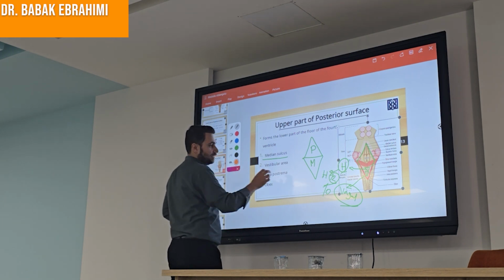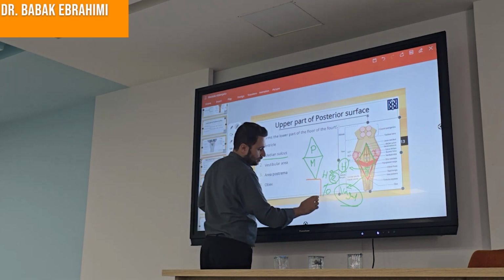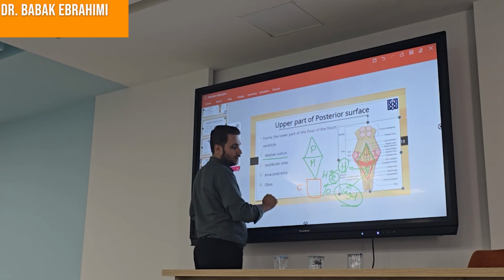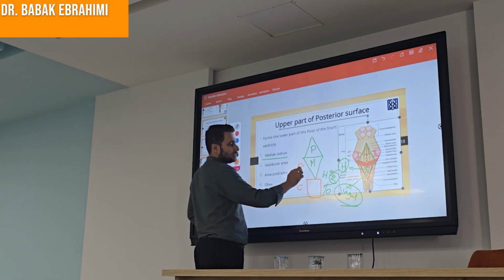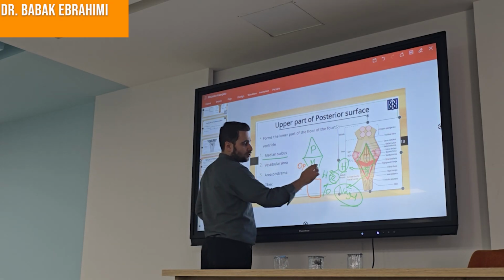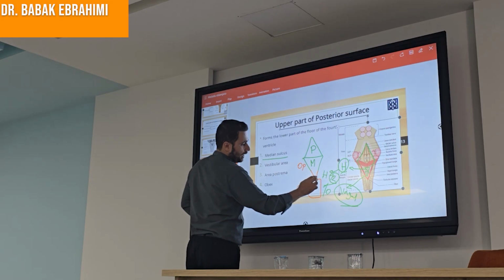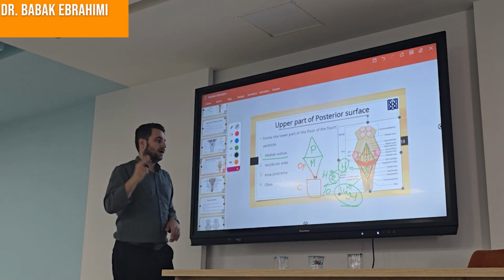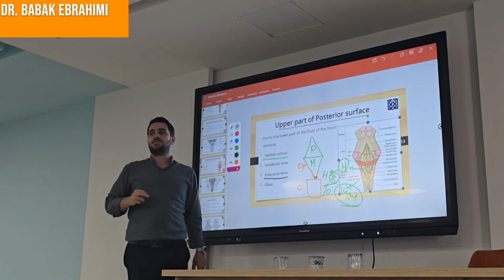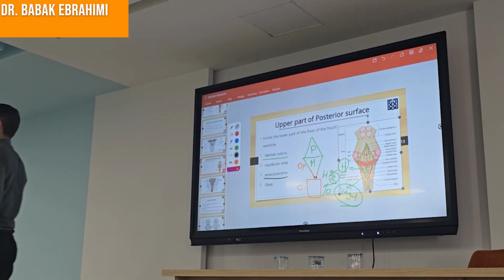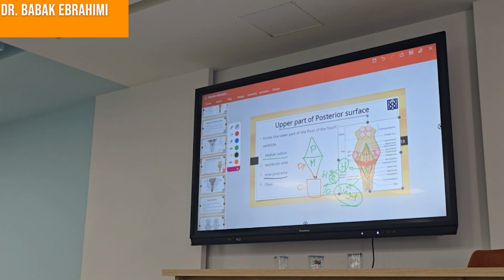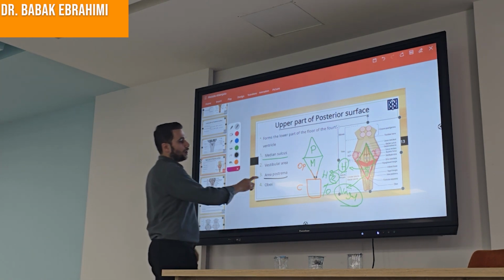At the junction, this is closed part of medulla oblongata, this is open part. At the junction of this open part to closed part, here and here, we have two areas. We call it area postrema. The area postrema is a location for controlling the vomiting process. Okay? The vomiting process is related to these two parts.